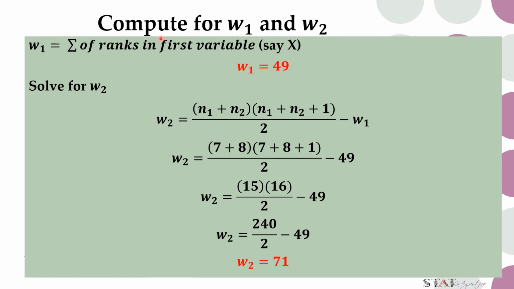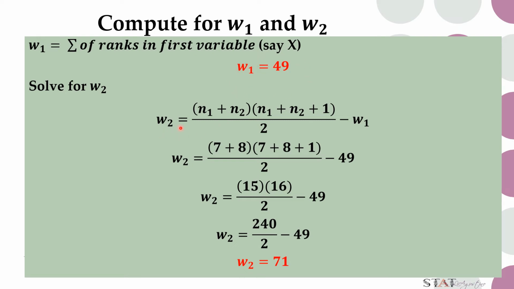So we will compute now for W1 and for W2. We already have summed up the rank for the first variable in group X. Our W1 in our previous slide is 49. And then for W2, this is N1. Actually, this ranks in first variable, this is the lowest rank. Our lowest Wilcoxon value, this is 49.